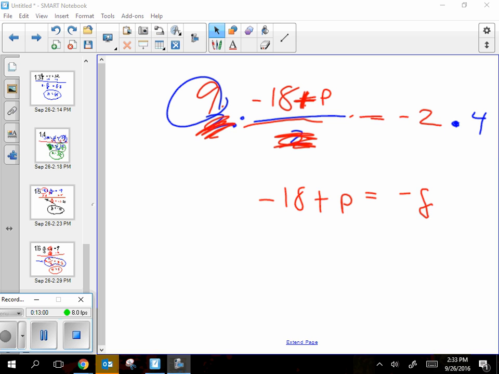So the moral of the story, thank you for asking about that one, is when you have giant fractions like that, start by getting rid of the denominator. You multiply by that bottom number. Okay, and that's officially all I have for you for today.